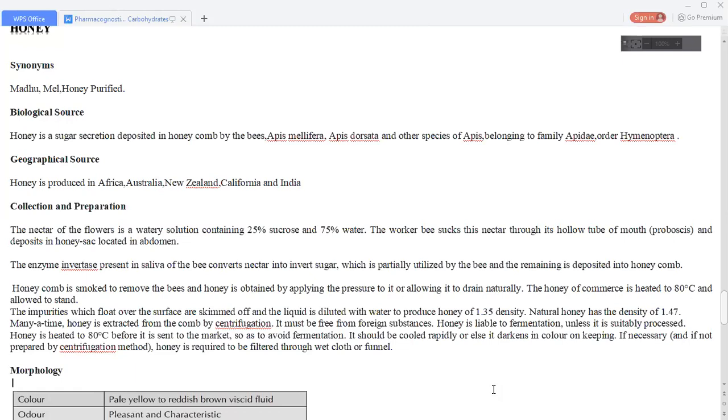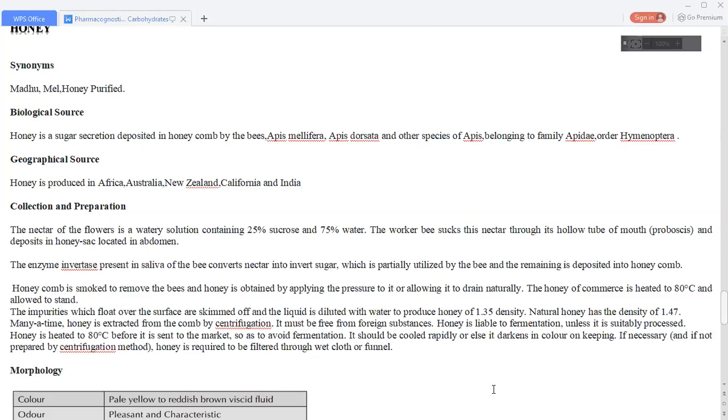Coming to its biological source, honey is a sugar secretion deposited in honeycomb by the bees Apis mellifera, Apis dorsata, and other species of Apis belonging to family Apidae and order Hymenoptera. Coming to its geographical source, it is produced in Africa, Australia, New Zealand, California, and India.